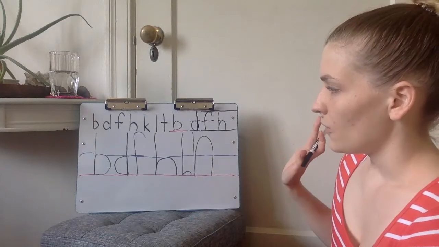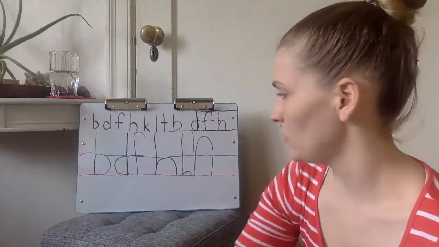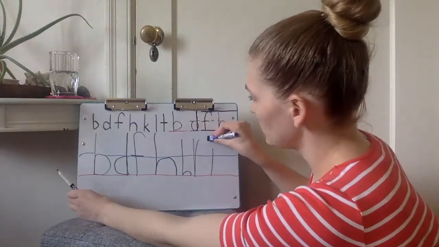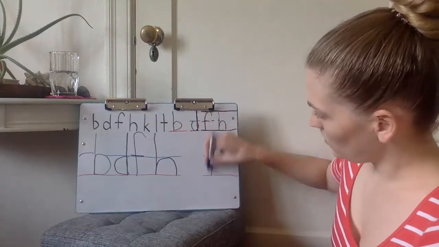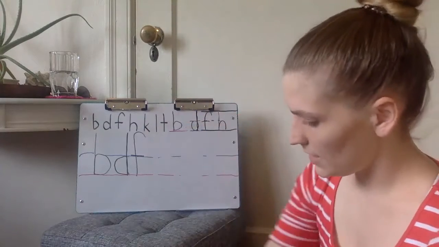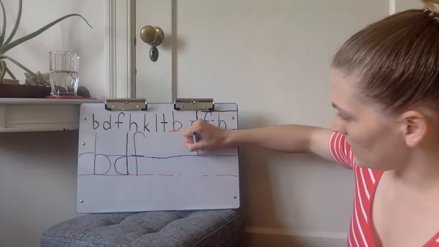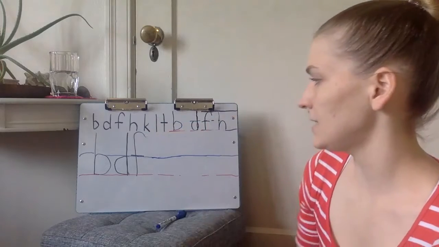All right. We have gone through the first couple, through h. I think we're ready to move on from h. Next, we are going to look at k. I'm going to make myself a little room over here. And for k, it's going to be the same height as all of our tall lowercase letters.